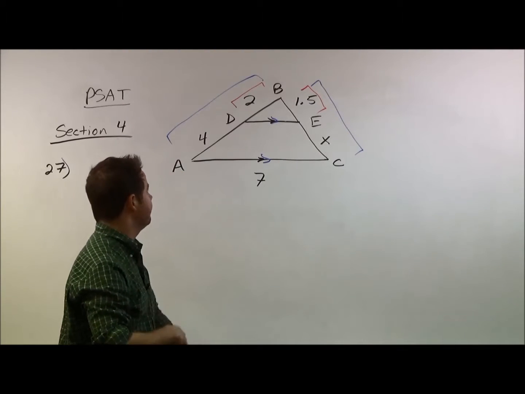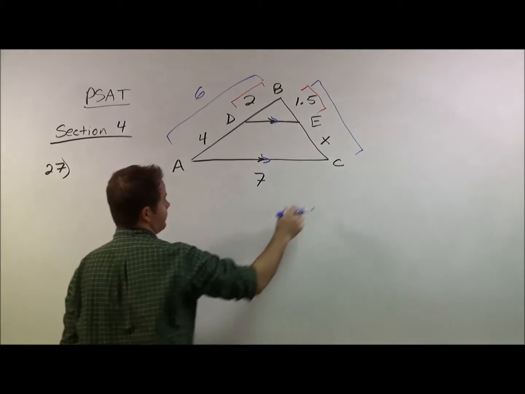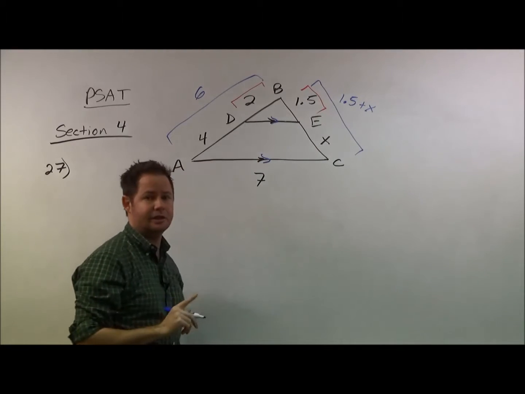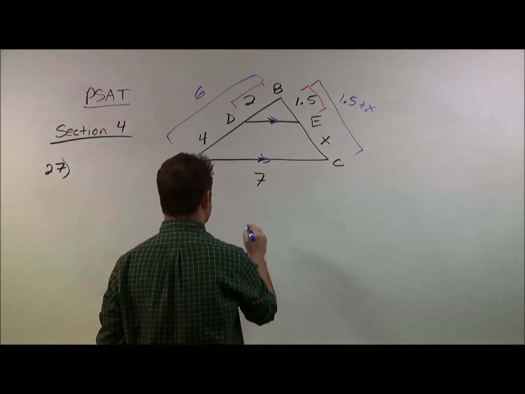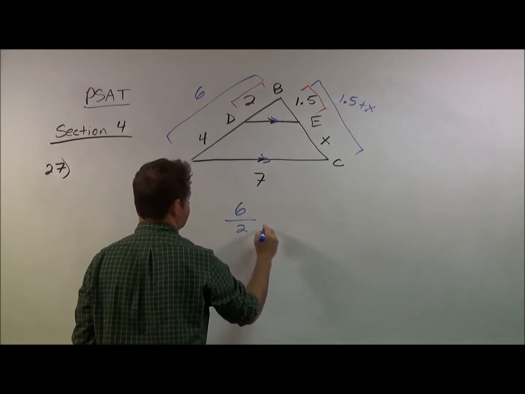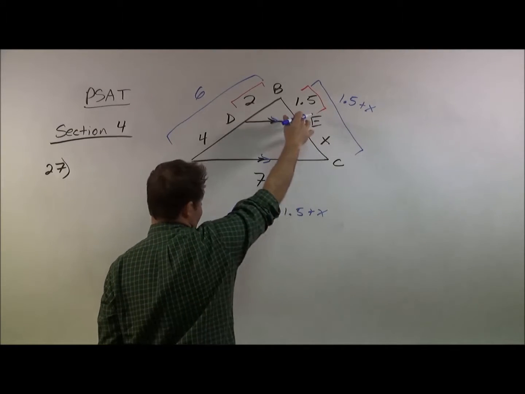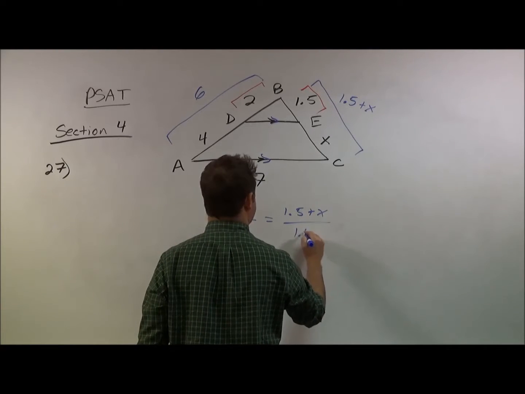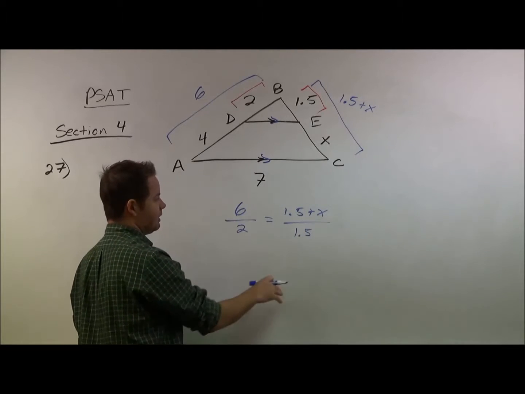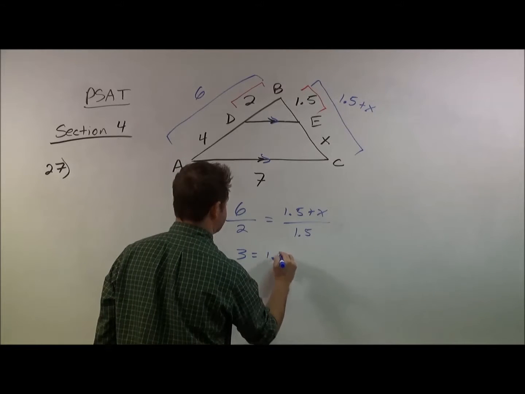So when we go to solve it, if we take this side over here, the entire thing is 6. And over here, the entire thing, we don't know the exact value, but it's 1.5 plus x. And from there, we can plug in and solve. We have 6 over the short side, 2, is equal to 1.5 plus x over the short side, which is just 1.5. And as we simplify and solve, here you could cross multiply, but you could also simplify first. 6 divided by 2 is 3. So we have this.